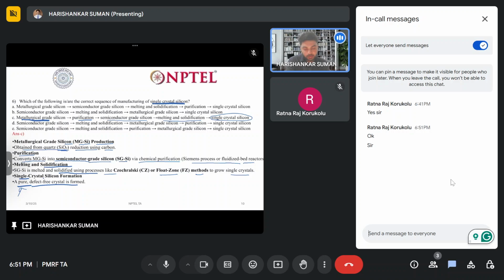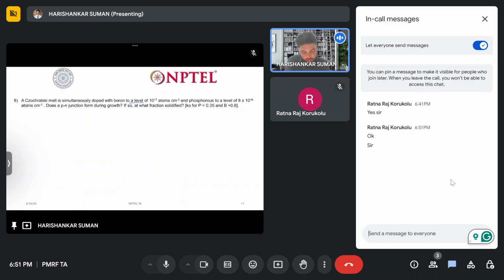Next. Yeah, this is the question. Czochralski melt is simultaneously doped with boron to a level 10 to the power 17 atom per centimeter cube and phosphorus to level 10 to the power 16 atom per centimeter cube. Thus, a PN junction is formed during the growth. If so, then what is the fraction solidified? These are the given parameters. Okay, so how can you solve this question?